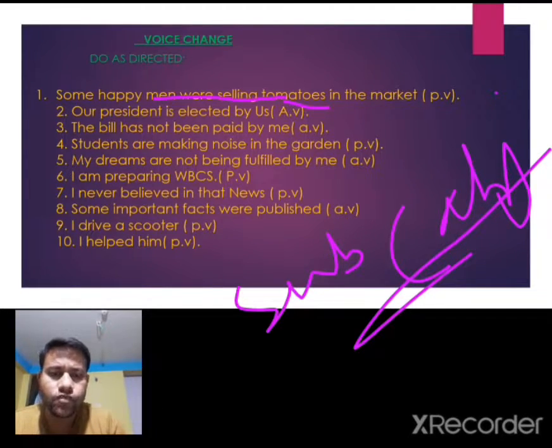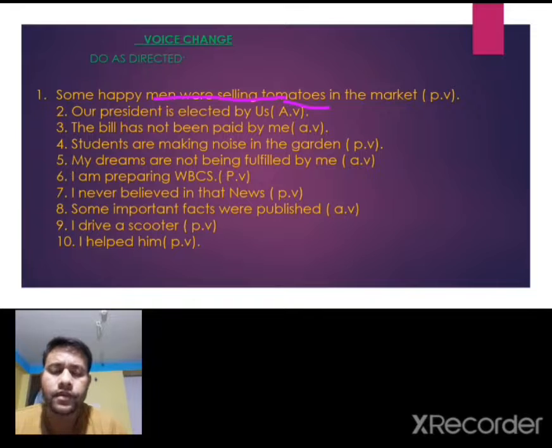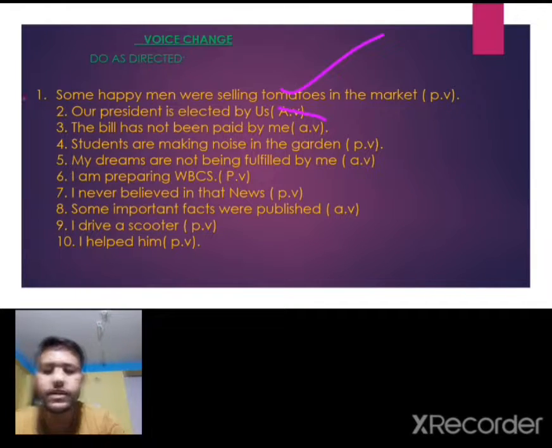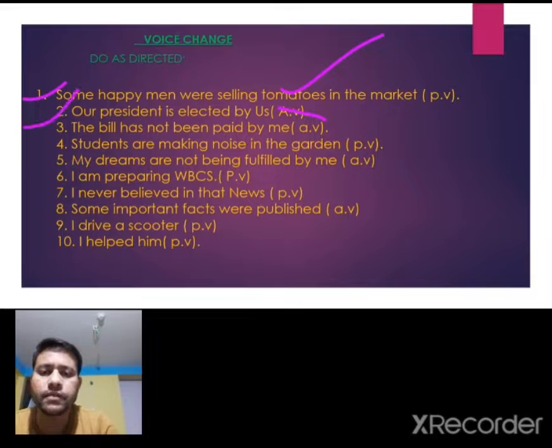The thing is we have to do it into passive. So in the passive we will take this portion: tomatoes in the market were being sold by some men. So number one is done. Now do number two.